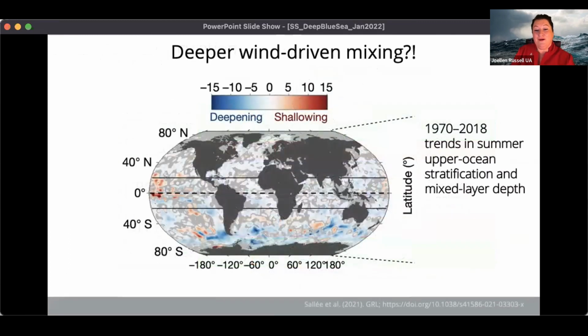So now, what is it doing to our ocean? This is an ocean plot, and you can see everywhere it's blue, it's where the mixed layer of water at the surface is getting deeper.